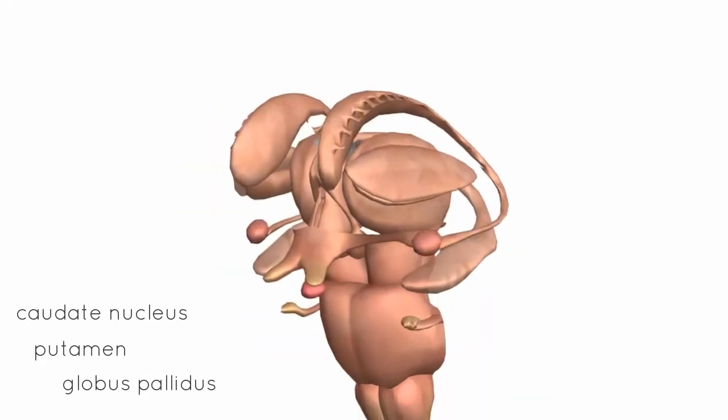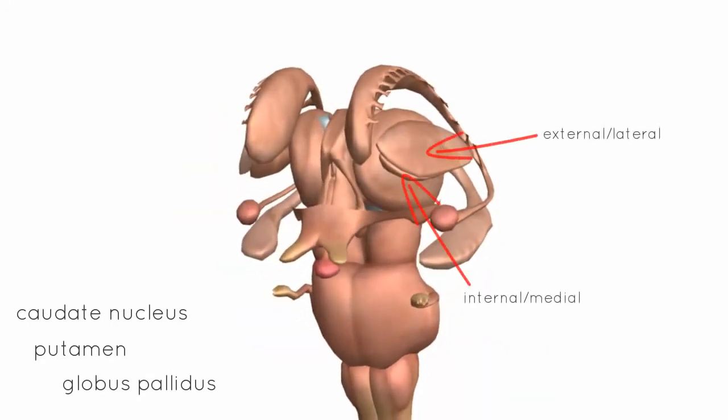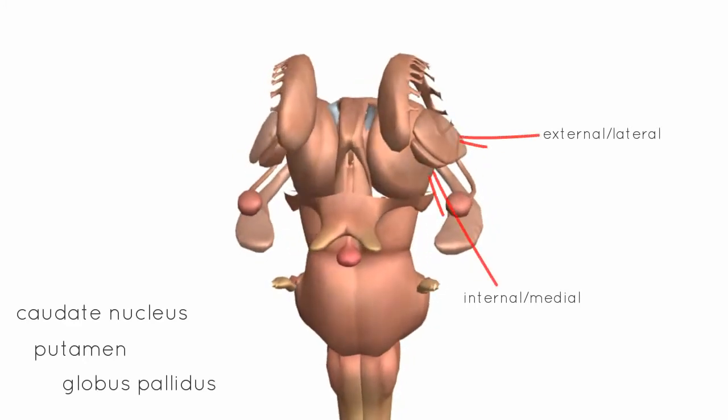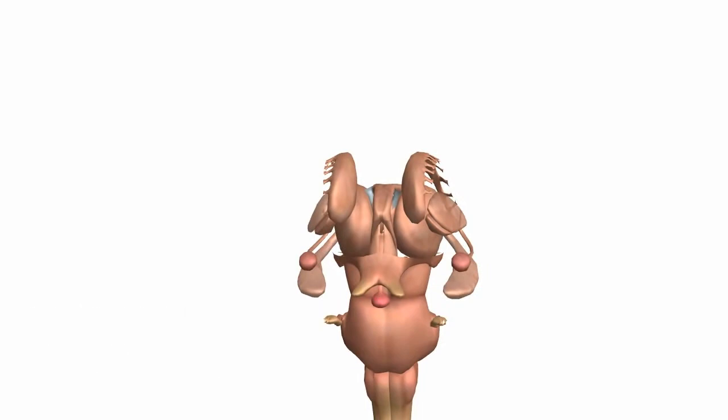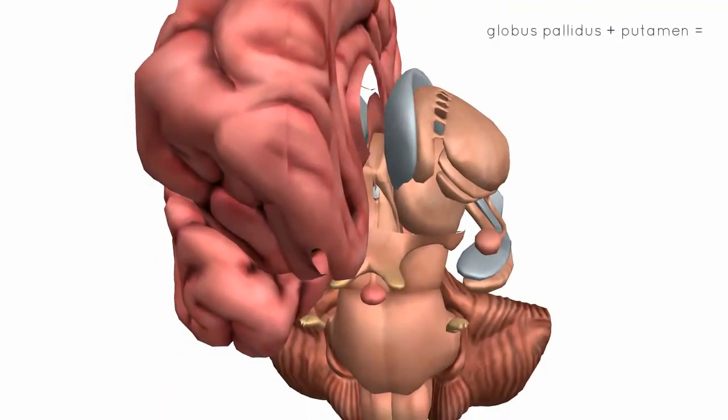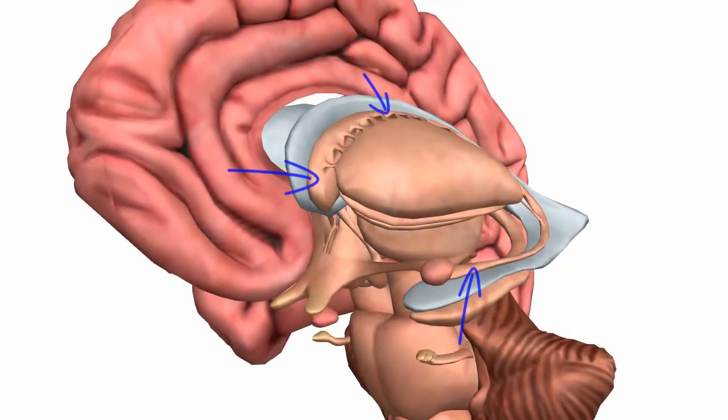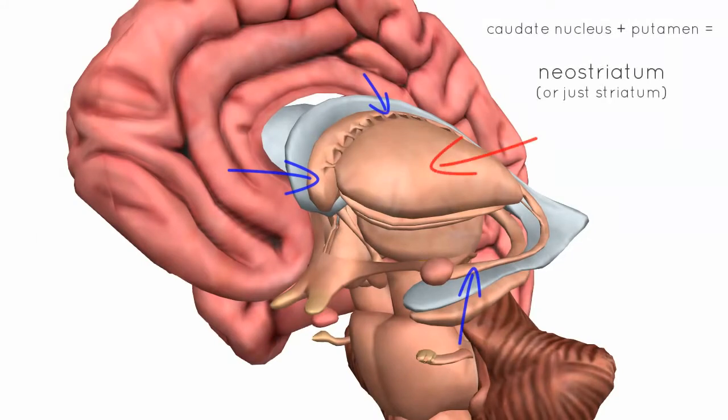I've just faded away the various structures, so you can see the globus pallidus, which has an internal and external, or lateral and medial part. So the globus pallidus is these two structures, the lateral and the medial globus pallidus. These structures sit medial to the putamen. Collectively the globus pallidus and the putamen are referred to as the lentiform nucleus, or the lenticular nucleus, and the caudate nucleus, with the head, the body, and the tail that winds round, combined with the putamen, is called the neostriatum.